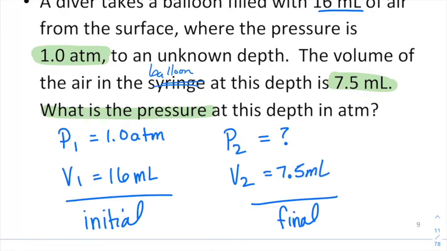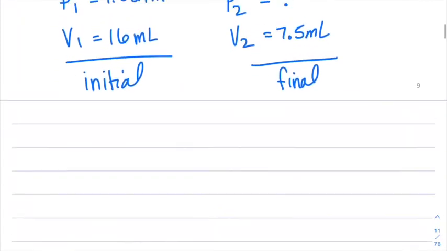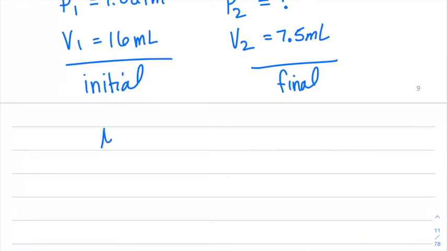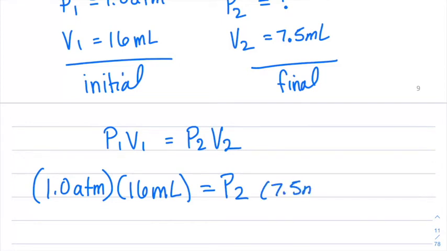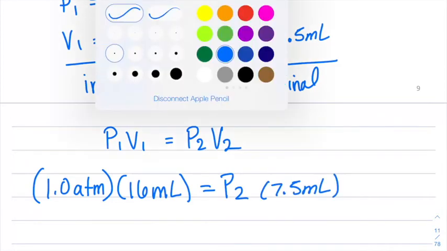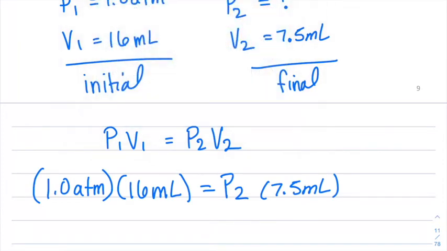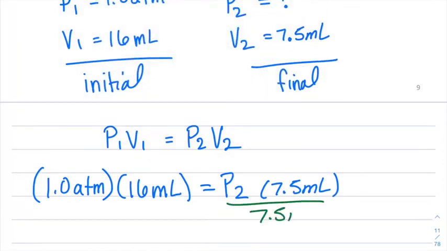All right, so now we have all of our variables, and now we need to plug in. So we're doing P1 V1 equals P2 V2 like so, and we're just going to plug in here. So 1 atm times 16 milliliters equals P2, and I'm just writing P2 because I don't know what it is yet, times 7.5 milliliters like so. Next up, I'm going to solve for P2, so I'm going to divide both sides by 7.5 milliliters.